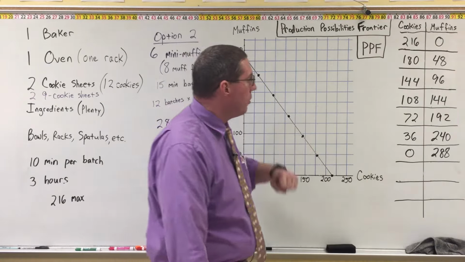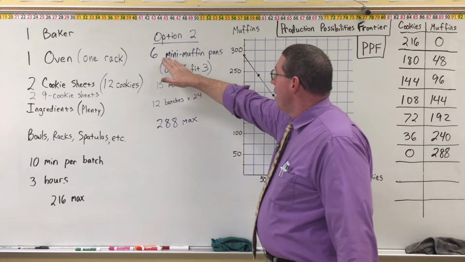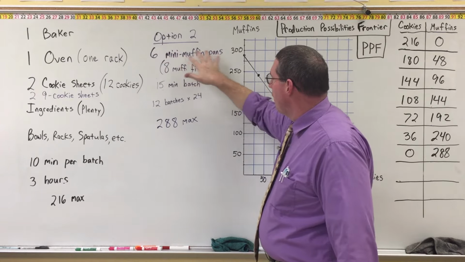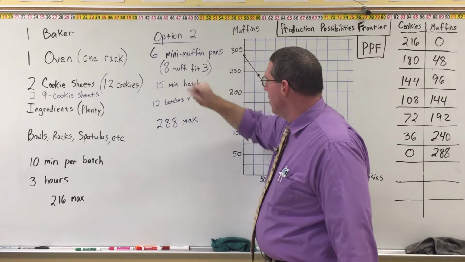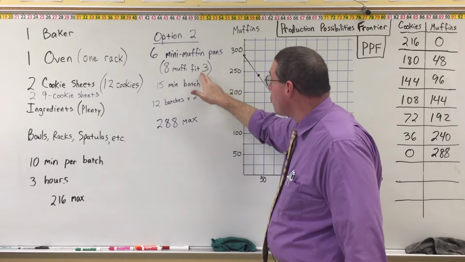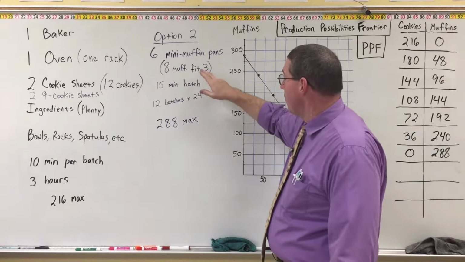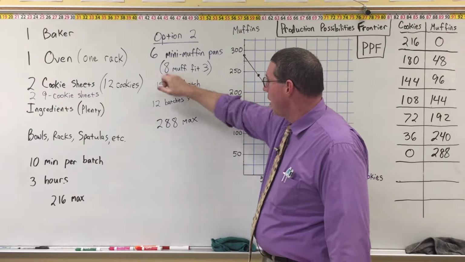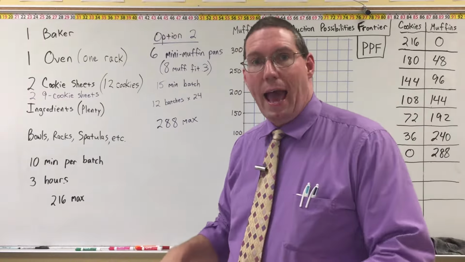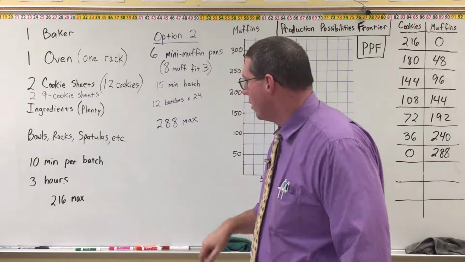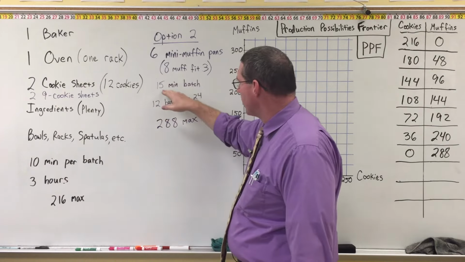And this is what the baker has come up with. They have these mini muffin pans, and each mini muffin pan can make 8 mini muffins, and they can fit 3 of the pans in the oven at one time. Since they can fit 3 in the oven at one time, 3 times 8, they can bake 24 mini muffins at one time.